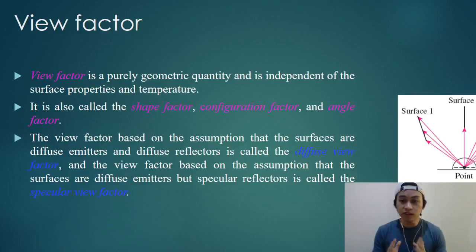The view factor based on the assumption that the surfaces are diffuse emitters and diffuse reflectors is called the diffuse view factor. The view factor based on the assumption that the surfaces are diffuse emitters but specular reflectors is called the specular view factor.